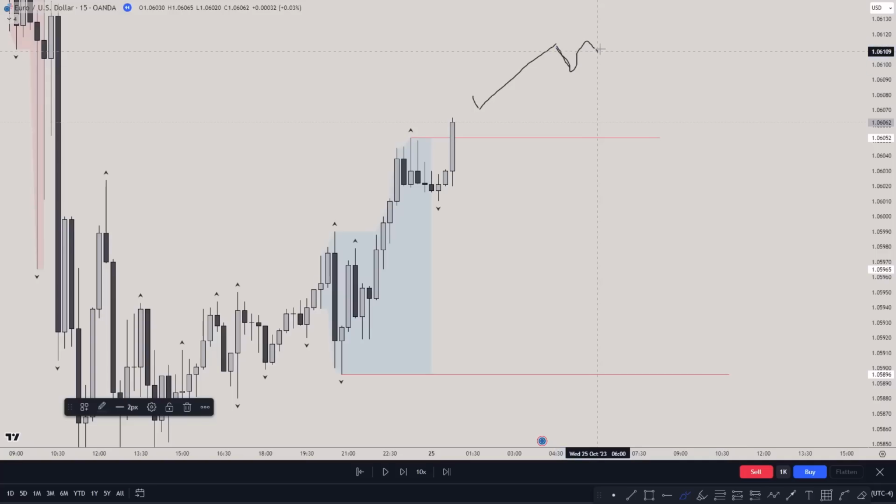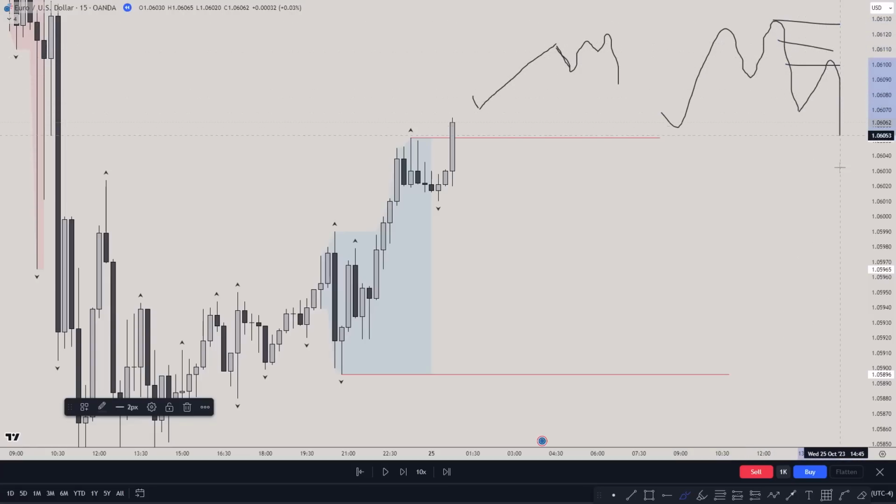Here is 2 a.m., another sweep and comes lower, or there is the same range. This is before 2 a.m. The sweep happens and then big displacement. Now I'm not gonna be waiting for this high to be taken after 2 a.m. No, I'll be waiting for a mitigation of a fair value gap here, if there is one. If there is nothing, then I'll be waiting for a sweep again.